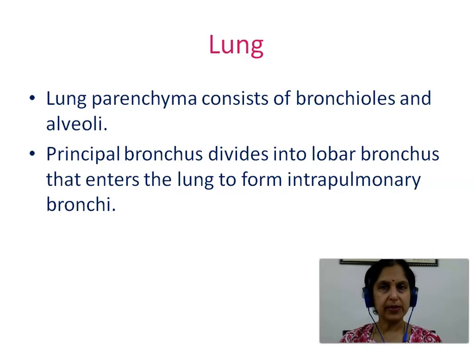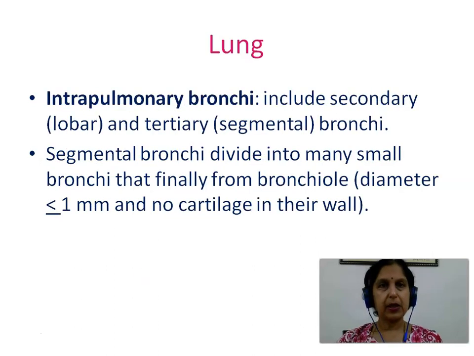Principal bronchus, as we said, divides into lobar bronchus that enters the lung to form intrapulmonary bronchi. These include secondary, that is lobar bronchi, and tertiary or segmental bronchi. Segmental bronchi divide into many small bronchi that finally form bronchiole. Diameter of less than 1 millimeter, and the bronchiole has no cartilage in the wall.